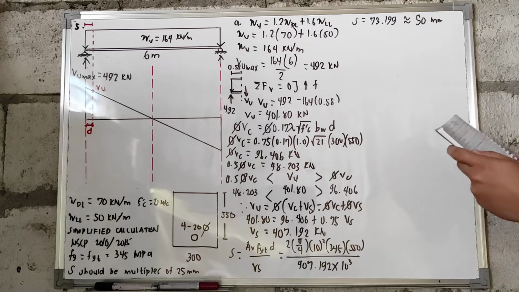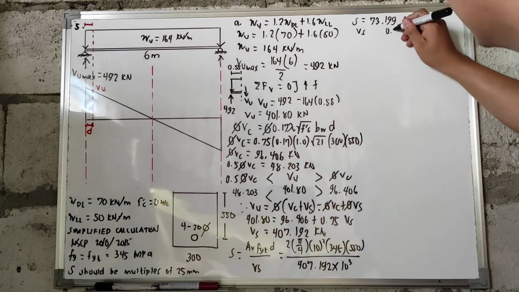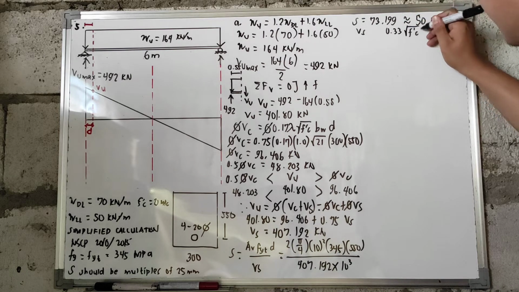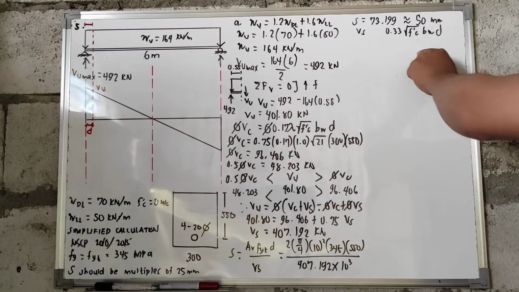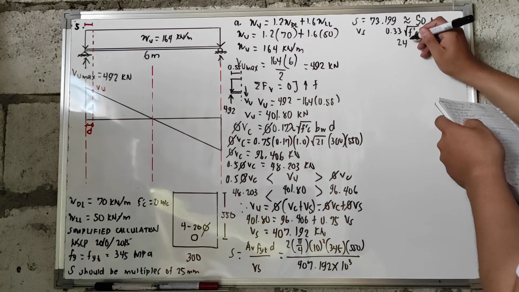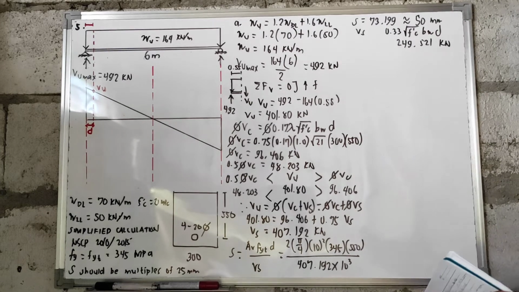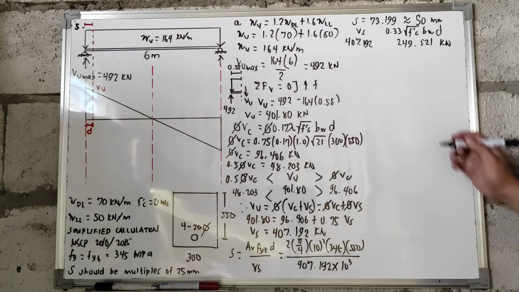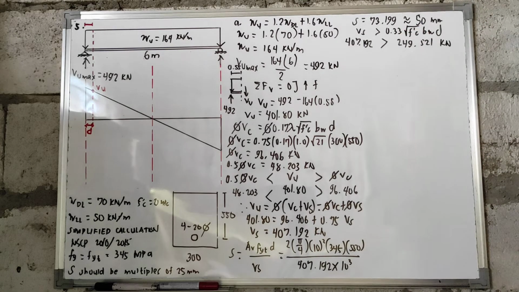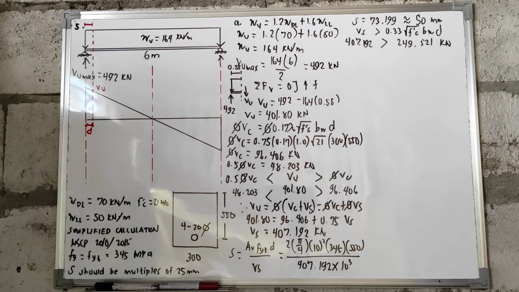So, ngayon, i-compare natin ngayon yan sa VS at saka yung value niya na 0.33 square root of F prime C BWD. So, kung isa-substitute natin yung mga values dito, so that will become 249.521 kilonewton. Yung V sub S naman natin, that is 407.192 kilonewton. So, mas mataas si V sub S sa 0.33 square root of F prime C BWD. So, yung S max natin, that will not be equal to D over 2.